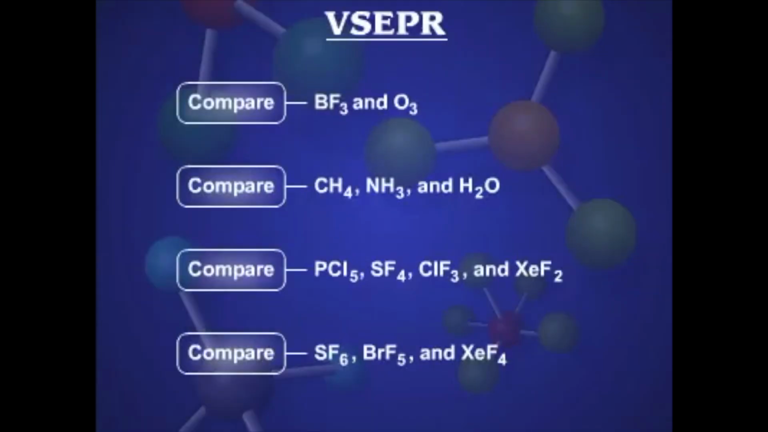In determining the geometry of molecules, the valence shell electron pair repulsion model, or VSEPR, assumes that repulsions between electron pairs cause them to remain as far apart as possible. The geometry that the molecule ultimately adopts minimizes the repulsion between electron pairs. Click on one of the buttons to compare the geometries of these molecules.